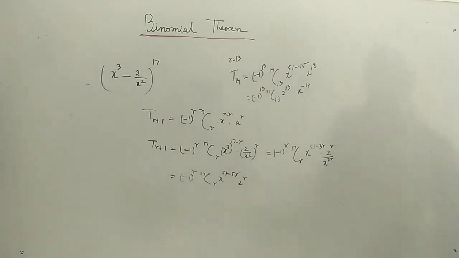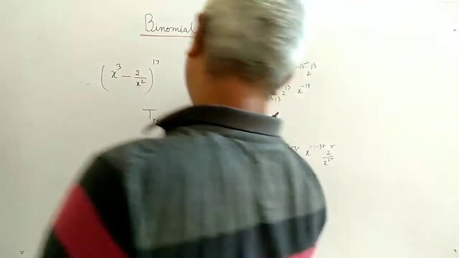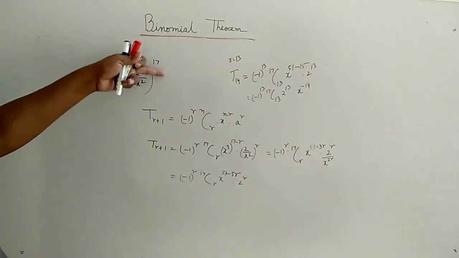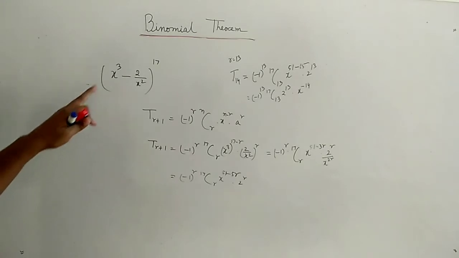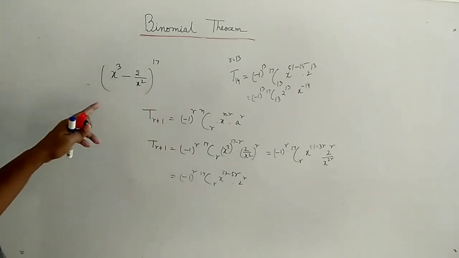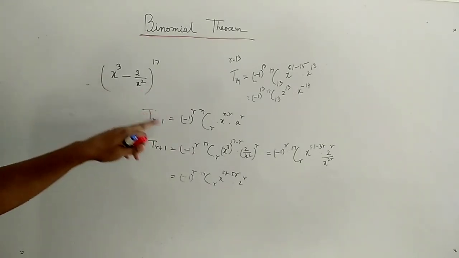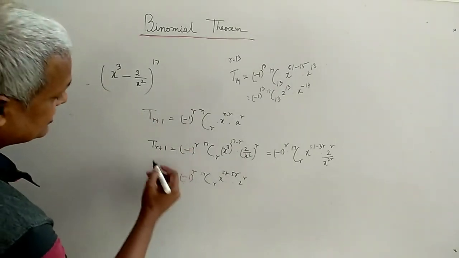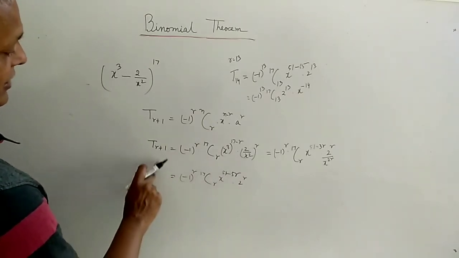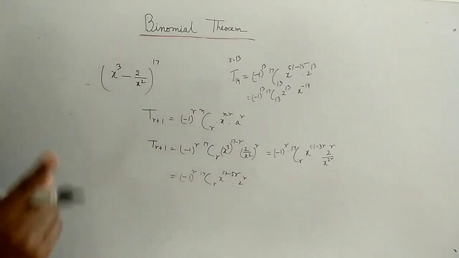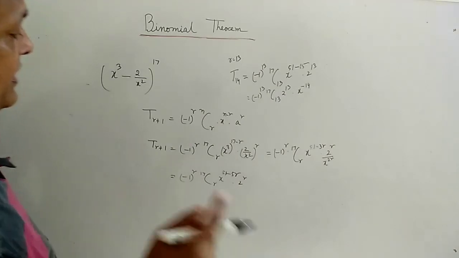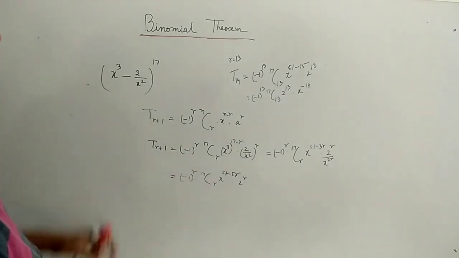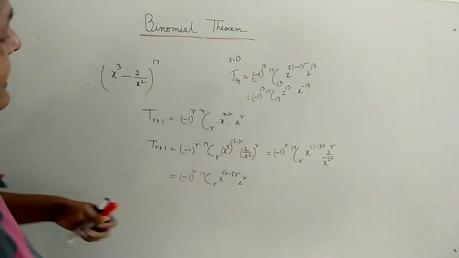So this is the general term. By using this general term, you can directly find the value of any term without expanding, because who is going to expand 17 times? Just a waste of time. So if I want to find the third term, I simply put r as 2. You see this general term: if you put r as 0, you get the first term. If you put r as 1, you get your second term. If you put r as n minus 1, then you get your nth term. So this is the simple idea for this.